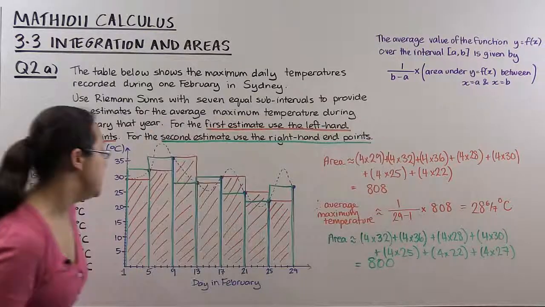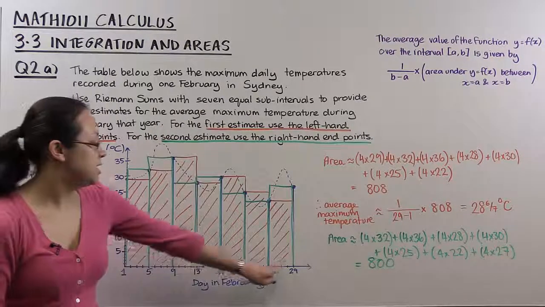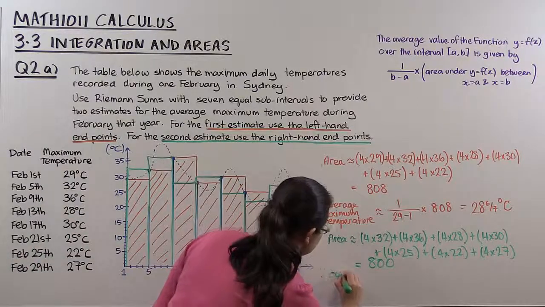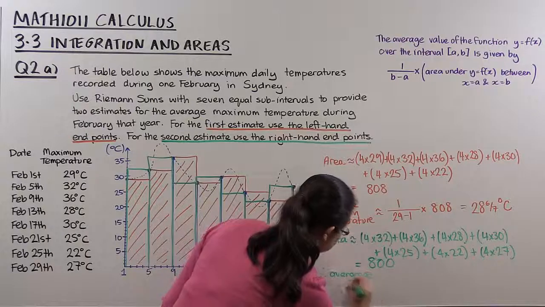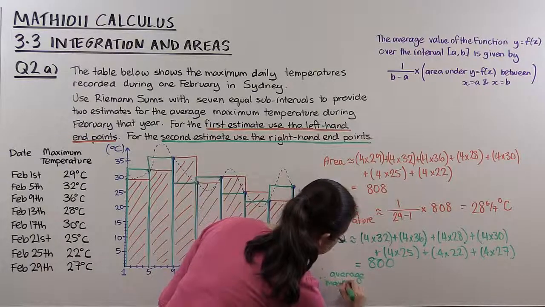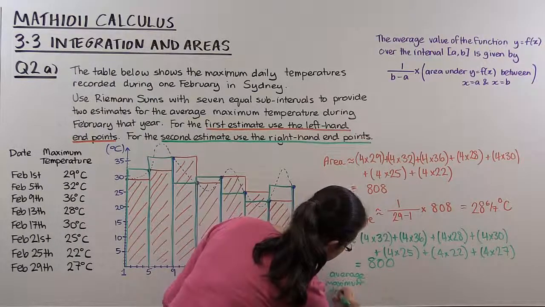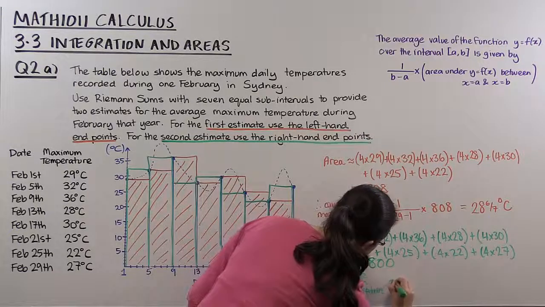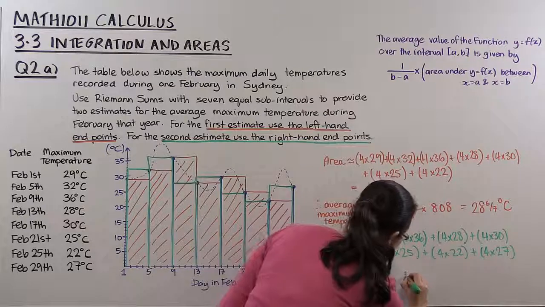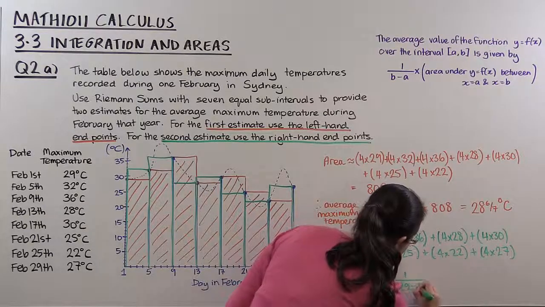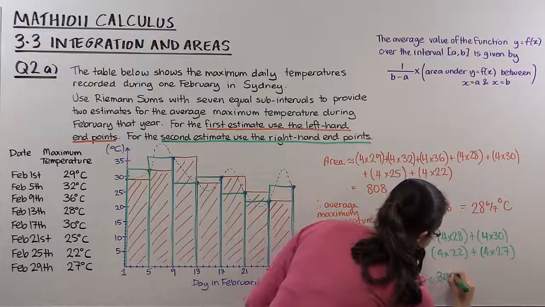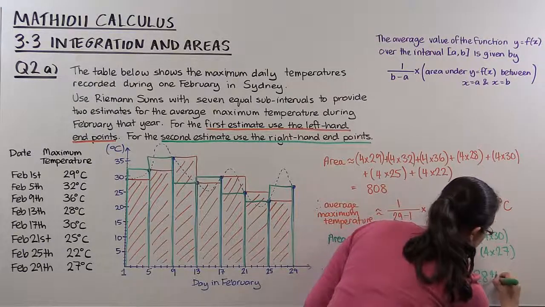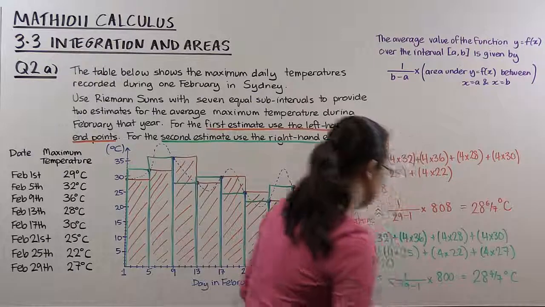So that's an estimate of the area under our temperature graph. And so if I use that as my estimate, the average maximum temperature is going to be approximately 1 on 29 minus 1 times that 800, and that gets me 28 4/7 of a degree.